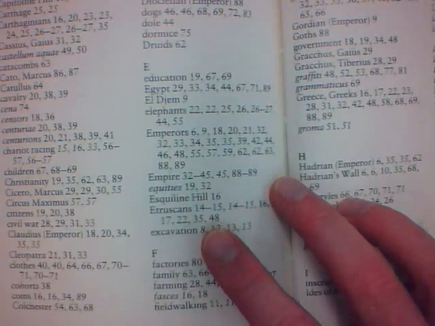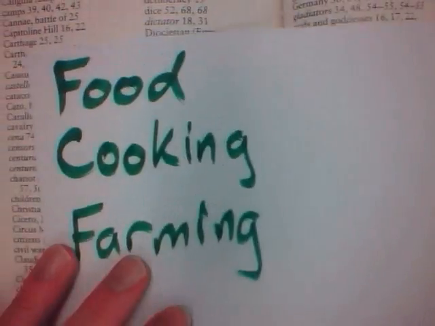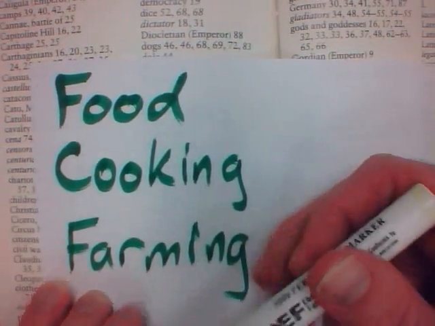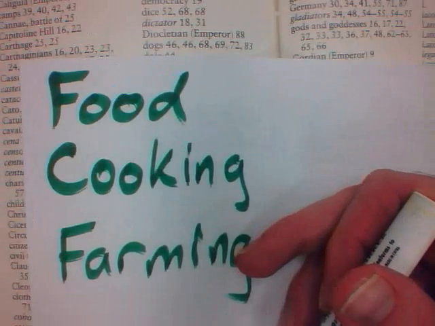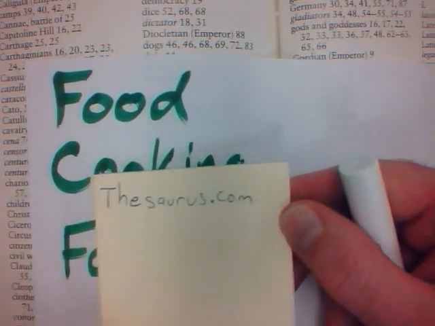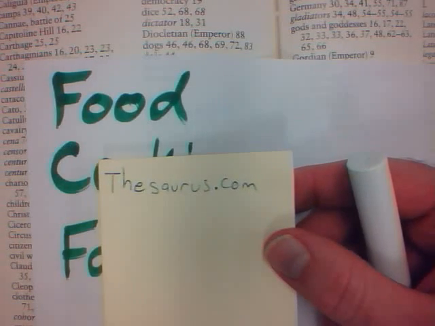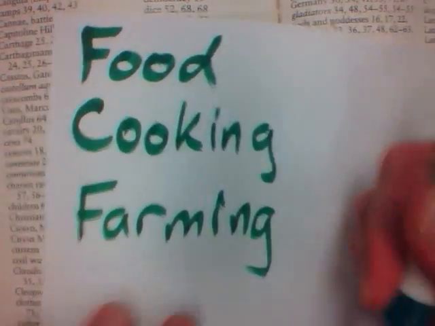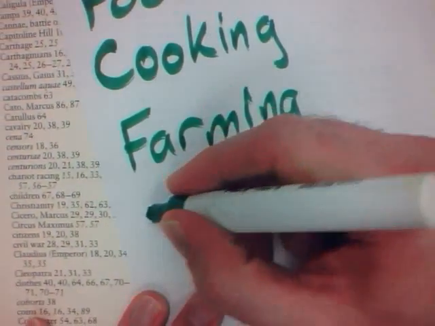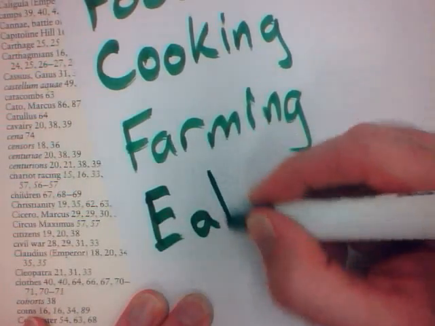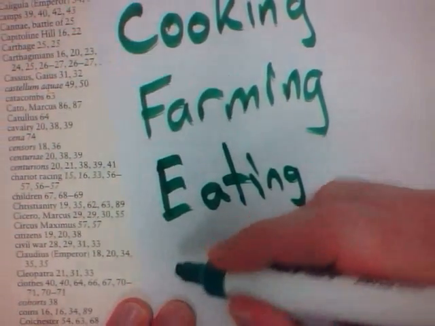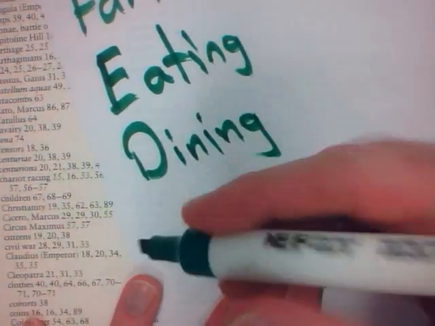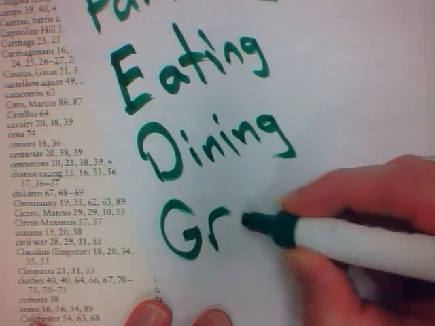Now, what else could I look up? There are lots of different words that I might be looking for in food, or cooking, or farming. What other words could I come up with? Well, if you're not good at figuring out your own words, there's a great website out there, thesaurus.com. Go there, type in the word food, and you're going to get a list of stuff. Here are some of the things that I can think of that I should also be looking for. How about eating? Maybe dining.